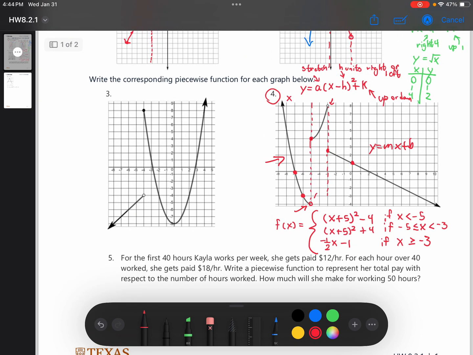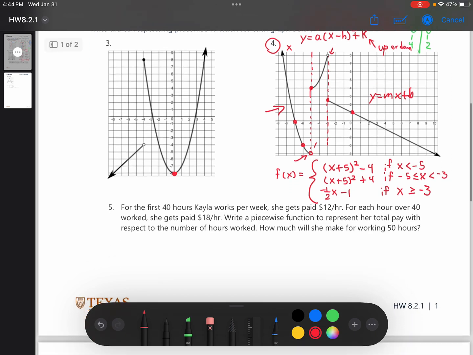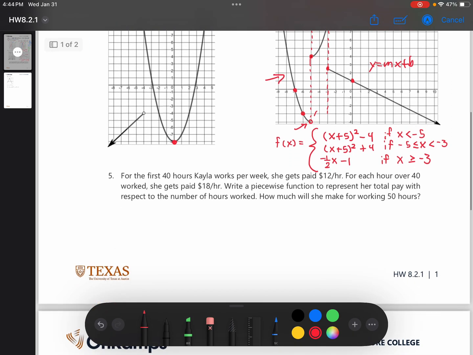See if you can do the same. Remember, this is a parabola, right? There's the vertex. See if you can figure that out. There's only 2 pieces to this one. Then finally, number 5. Not going to get too far into it, but this is probably easier than what you'll think.